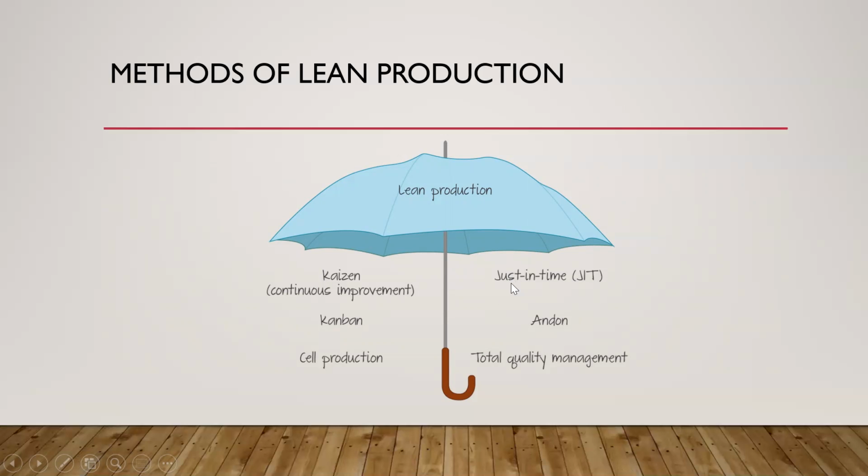Problem with this one is, what if your supply chain gets disrupted? And we'll talk a bit more about that later. But we'll just look at these three Japanese ones now. We're going to look at this, and then we'll talk about total quality management, and also cell production. We'll talk about that the next day.